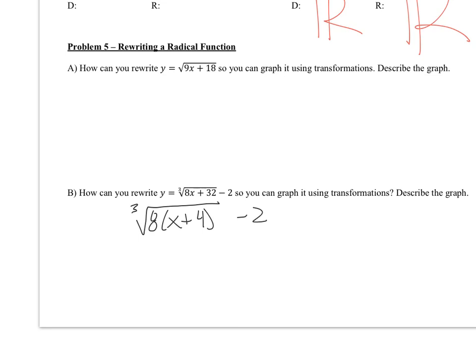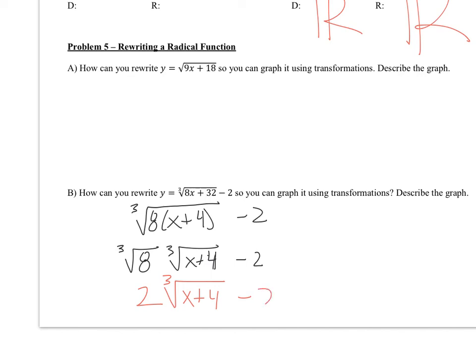The reason why I do that is because I can split up multiplication. I can take the cubic root of 8, and then I would have the cubic root of x plus 4. I would still have that minus 2. The cubic root of 8 is 2, so I can simplify that to 2. I'm still going to have that cubic root of x plus 4, and I'm still going to have to subtract 2.